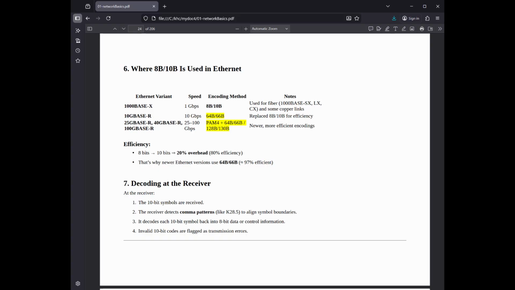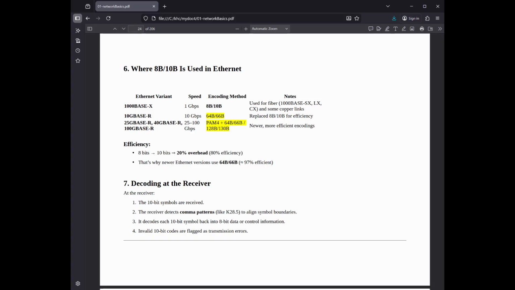8B/10B. 1000BASE-CX, 1 Gbps, copper Twinax, 8B/10B. 10GBASE-LX4, 10 Gbps, fiber optic, 4 wavelengths, 8B/10B, per channel. 10GBASE-CX4, 10 Gbps, copper Twinax, 8B/10B, per lane. The 1000BASE-T standard, gigabit Ethernet over standard Cat5/5E/6 twisted pair copper cable, is a notable exception. It uses a different, more complex encoding scheme, PAM5 signaling with a scrambler, to achieve its speed over 4 pairs of wires, without the 25% overhead of 8B/10B.